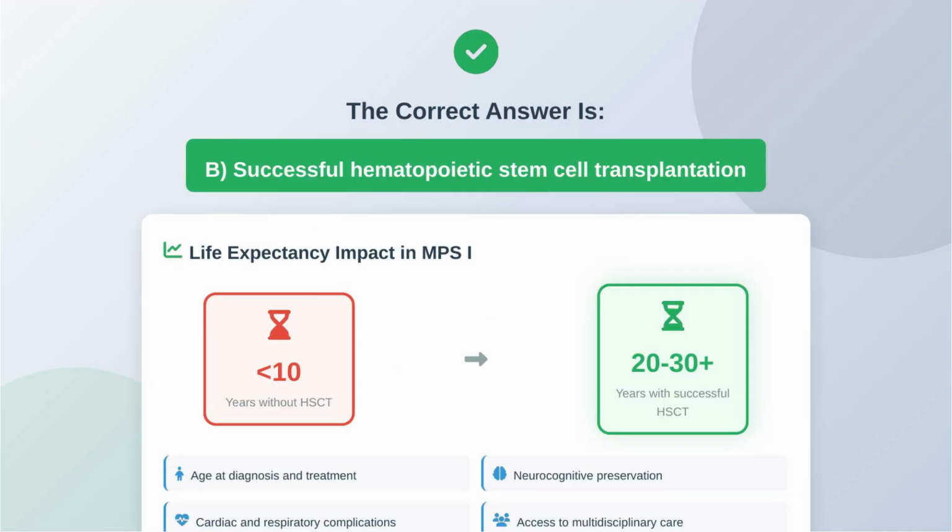Successful hematopoietic stem cell transplantation has the greatest impact on improving life expectancy in MPS 1, potentially extending life from less than 10 years to 20 or 30 plus years. When performed early, HSCT can preserve neurocognitive function and reduce progression of many somatic manifestations by providing a continuing source of enzyme. Other factors affecting prognosis include the specific MPS type and severity, age at diagnosis and treatment initiation, presence of cardiac and respiratory complications, and access to multidisciplinary care.